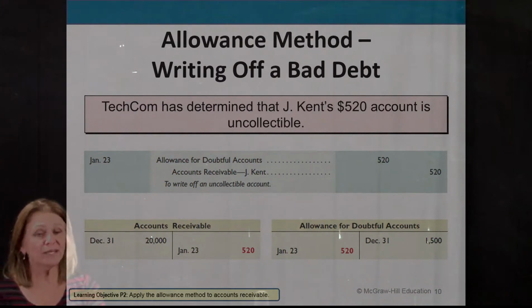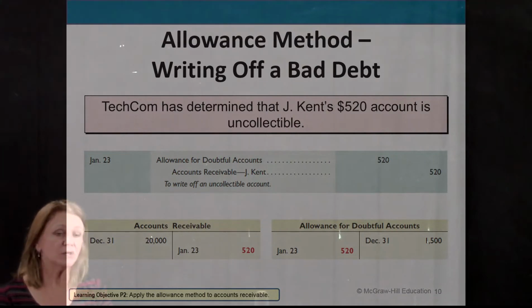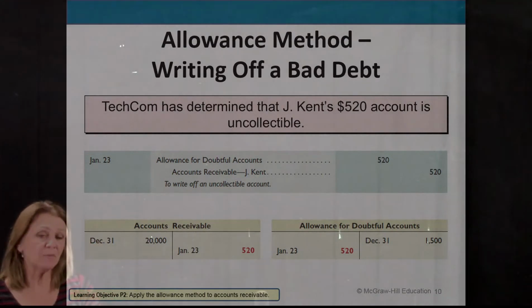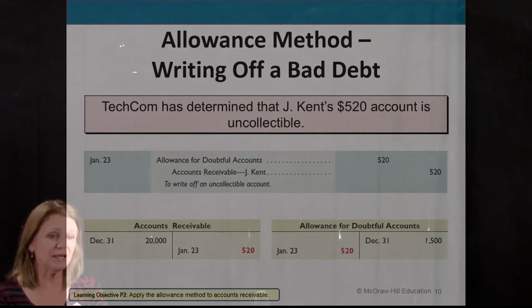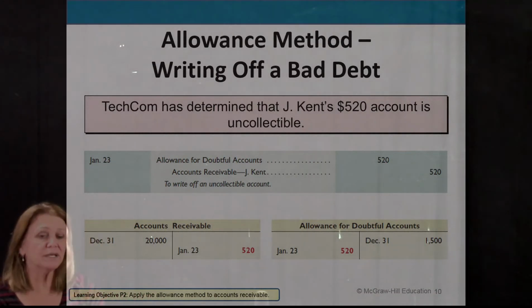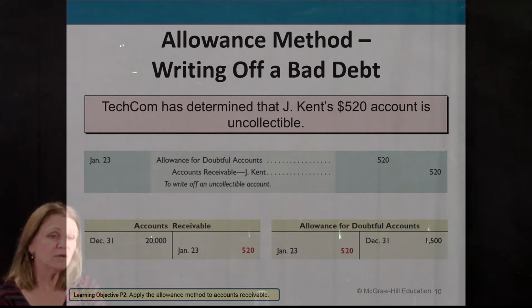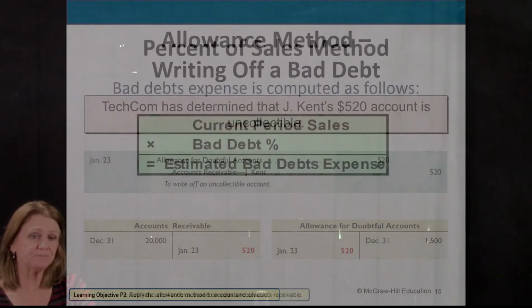So when we then determine that someone is not going to pay their debt from last year, what we would do then is debit allowance for doubtful accounts, credit accounts receivable, and we don't touch our accounts receivable major ledger, because we've already accounted for this loss with an allowance for doubtful accounts.